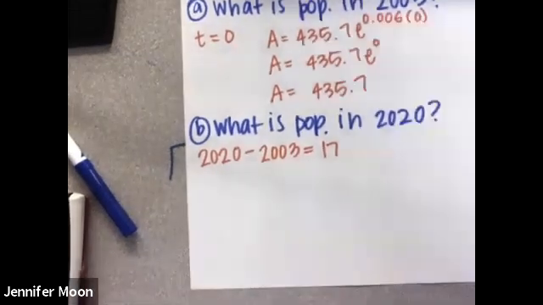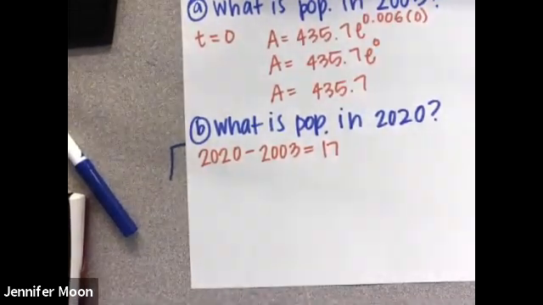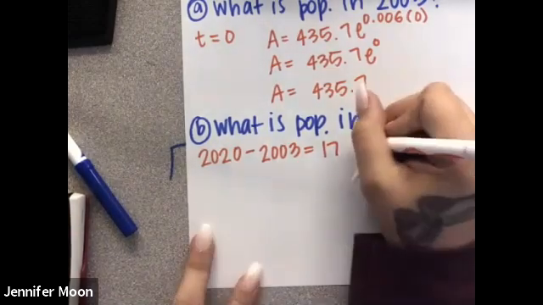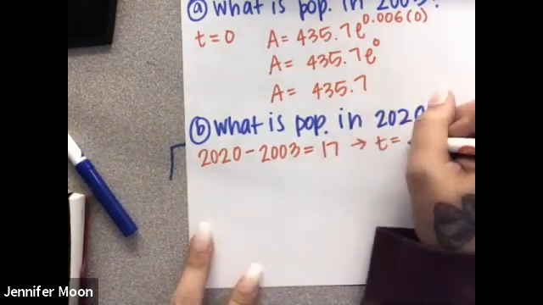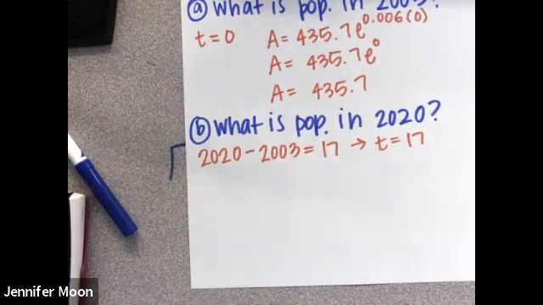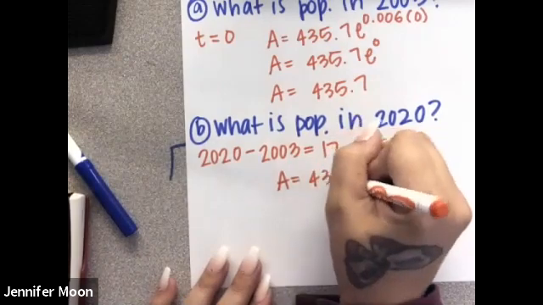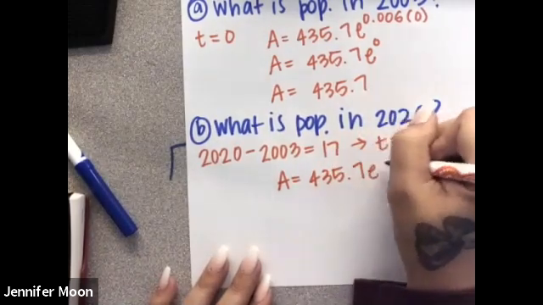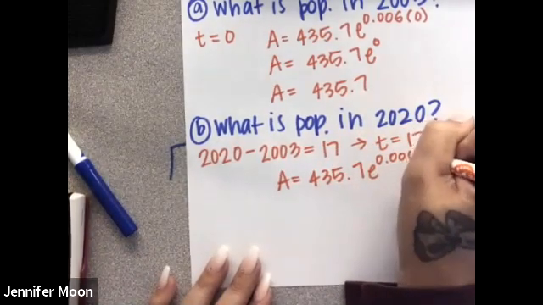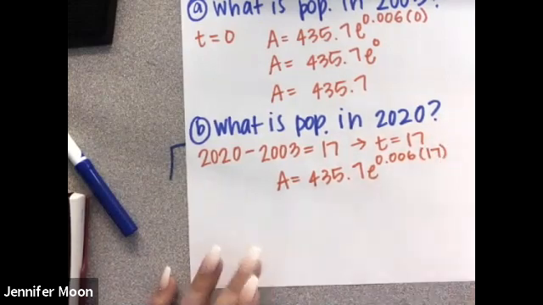I don't really like the red that much, but it writes. Okay, so that's my T equals 17. Now you're literally going to do what we just did in A, but instead of 0, my T is 17, okay? So I have A equals 435.7 times e raised to the 0.006 open 17 close.